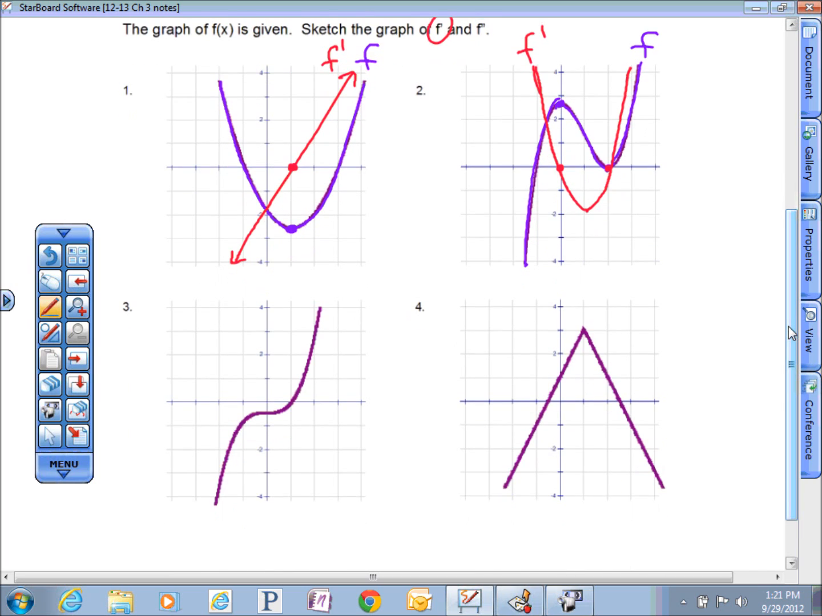Contrasting that, let's look at this example number 3. This time there are no relative extrema. This function appears to me to be increasing the entire time. So if f is increasing the entire time, that means f prime would have to be positive. Again, f appears to be a cubic function, which means my derivative would have to be a quadratic, a parabola function. The only thing this time is this parabola will not hit the x-axis because there are no relative extrema on that graph.